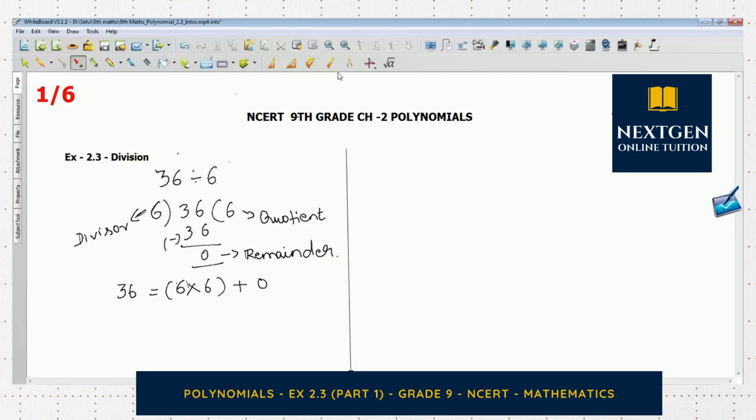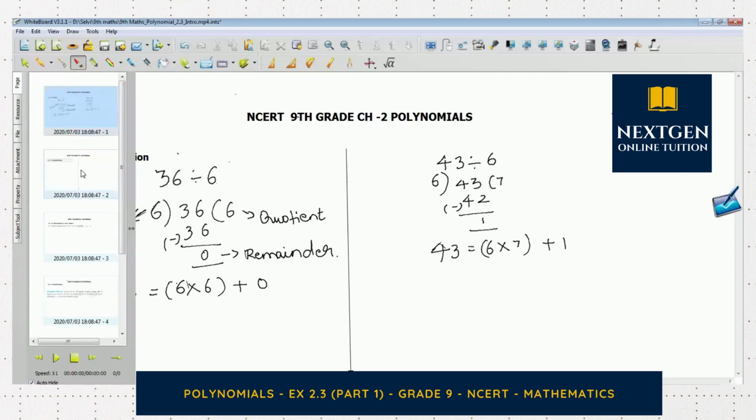So what would happen if there is a remainder in a division? 43 divided by 6. In this case, my statement will be 43 equal to 6 into 7 plus 1. Since I have a remainder here, I need to add the 1 at last. So this is our division without remainder, and this is our division with remainder.